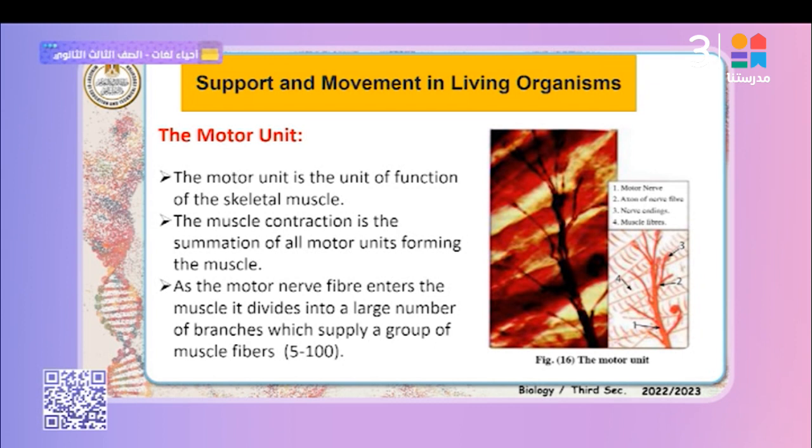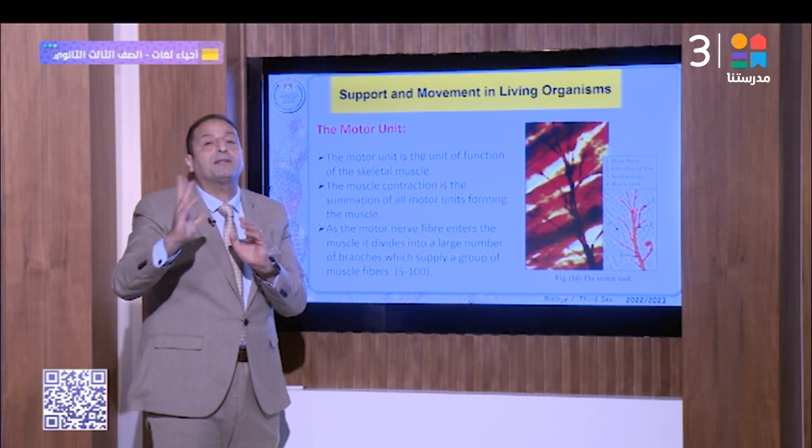The motor unit. We mentioned before that there is a building unit, a structural unit. What is the structural unit of the skeletal muscle? Muscle fibers. What is the functional unit? The functional unit of the skeletal muscle is called the motor unit. That means that when the motor nerve cell reaches the muscle fibers, it branches into many terminal arborizations. Each motor nerve cell branches into the muscle fibers and supplies from 5 to 100 muscle fibers. That means each motor unit consists of 5 to 100 muscle fibers.